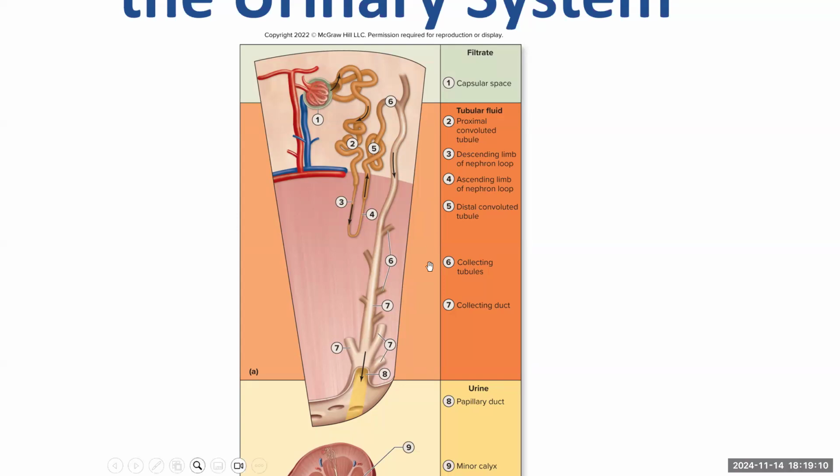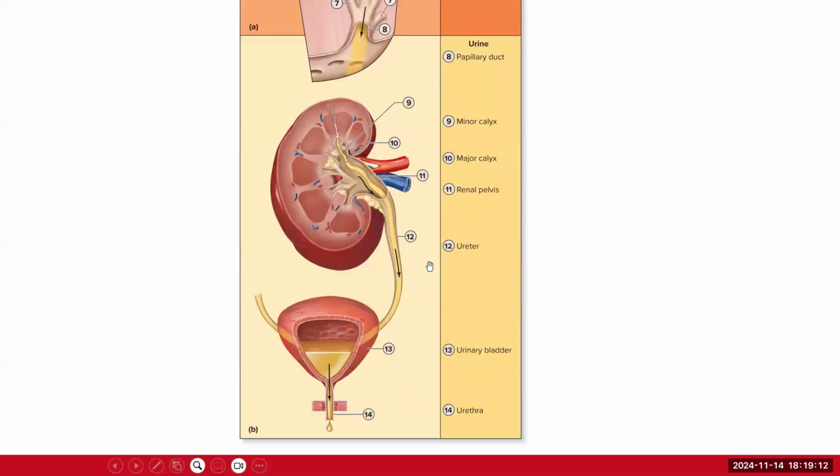So as it passes through, you can see where we refer to it as urine, through the minor and major calyx into the renal pelvis, into the ureter, into the urinary bladder, and then out through the urethra.